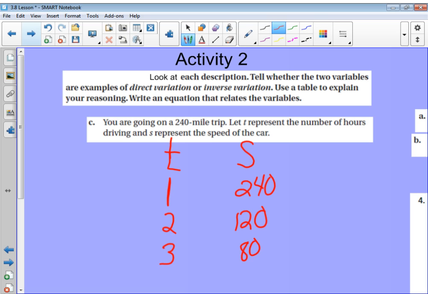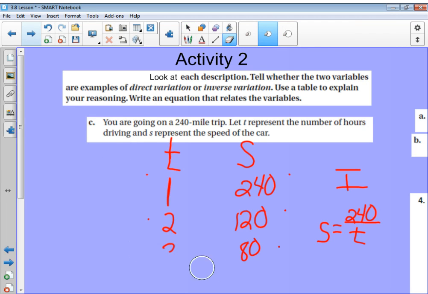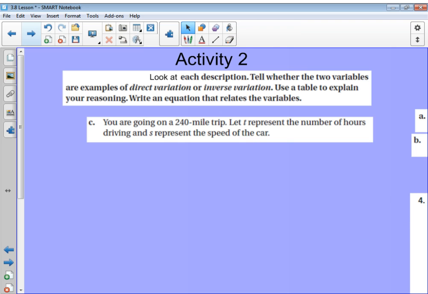So as our time increases, so we go from 1 to 2 to 3 hours, what's happening to our speed? So as the time increases, the speed goes down. We're going slower as our time increases. So this would be an inverse variation. Okay, and inverse involves division. So here our speed is going to equal 240 miles divided by the amount of time that we're traveling. Okay, so once again, we're just trying to give some examples of where inverse or direct variation may occur.